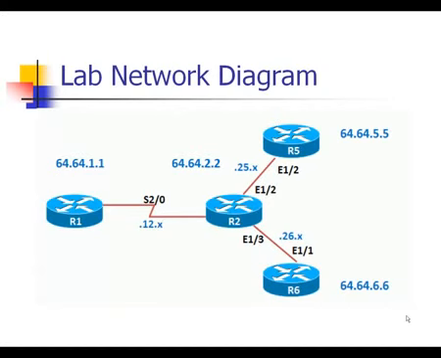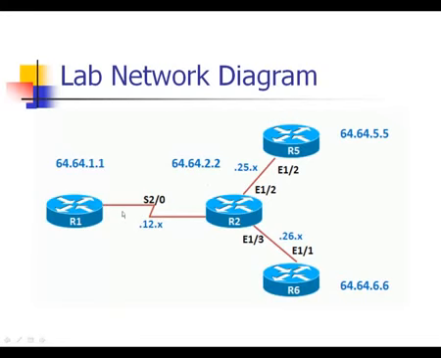Before we begin, I'd like you to get familiar with the lab topology and IP assignment. Think of this lab as composed of 4 routers, and each router has its loopback IP address starting with 64.64. 64.64.1.1 represents router number 1. Similarly, router 2 has a loopback interface with the IP address of 64.64.2.2. Router 5 has 5.5 and router 6 has 6.6.